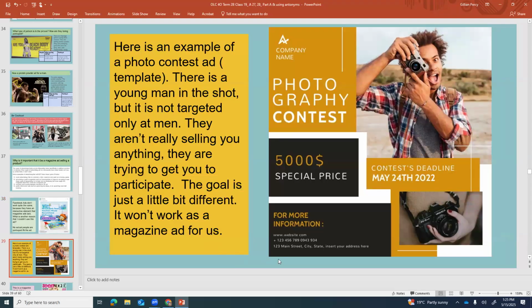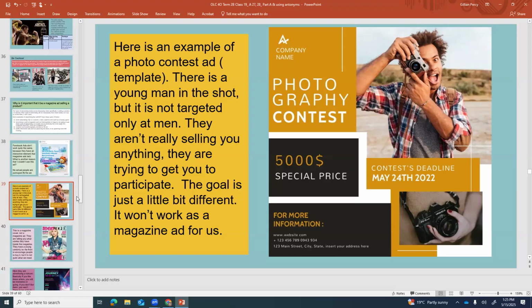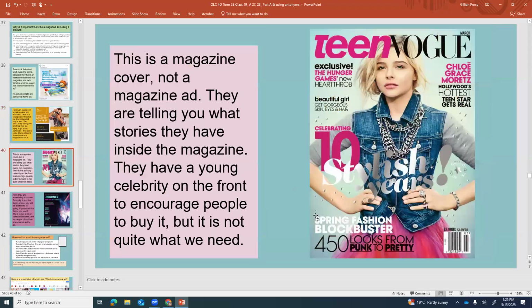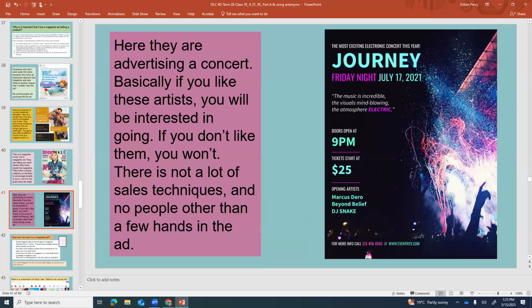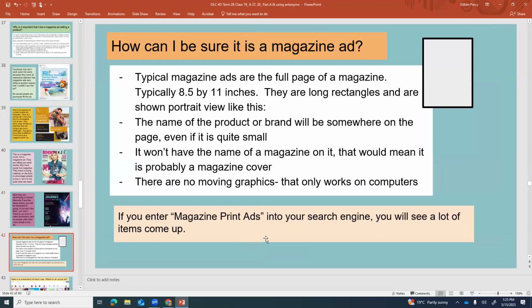So here's an example of a photo contest ad, right? There is a young man in the ad, but they're not targeting only young men. They're not really even selling you something. They're trying to get you to participate in it. So it's not going to have the same kind of advertising hooks. So it's not going to work for what we want to do for part B as well. Again, same thing for the magazine. Here, advertising a concert. Again, same thing. Don't use that.